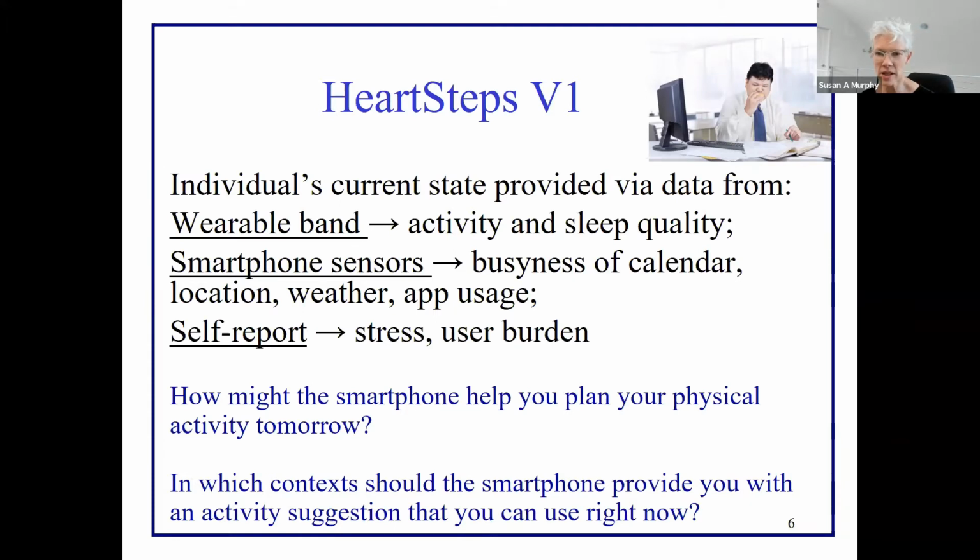There were a lot of questions, but 2 of the big questions we wanted to address when figuring out when to deliver this support to help people be more active are: how might the smartphone help you plan how active you're going to be tomorrow? You do that in the evening, maybe. And in what real-time settings should the smartphone provide a ping, light up, and have a notification that comes up to give you an activity suggestion that you could use wherever you were, with the weather you had at that moment?